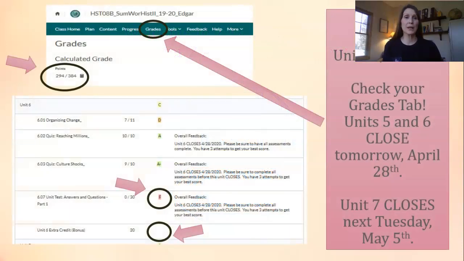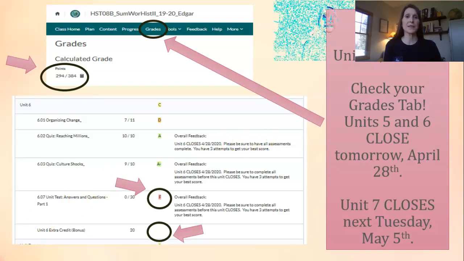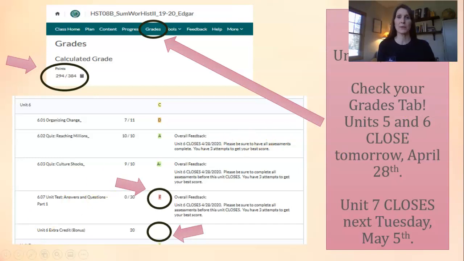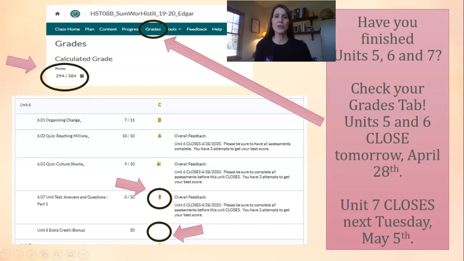Before you begin, you need to make sure that you have checked if you have finished units 5, 6, and 7. Let me move my webcam over here a little bit so you can see that. Have you finished units 5, 6, and 7? Check your grades tab, which is right here. Click on your grades tab and then look at your grades. If you see grades like an A or even a B, that's awesome. Don't worry about those.